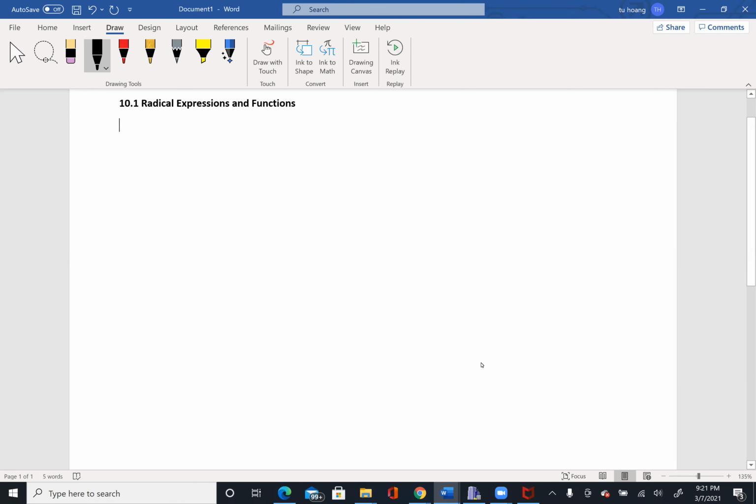Hello, class. Today I'm going to come to section 10.1, radical expression and functions. And let's start with some notation, right? So notation.